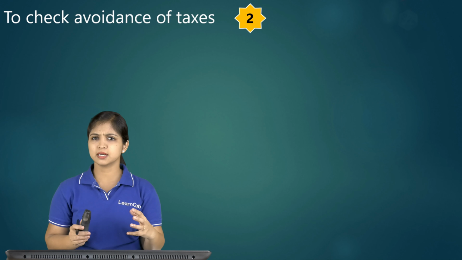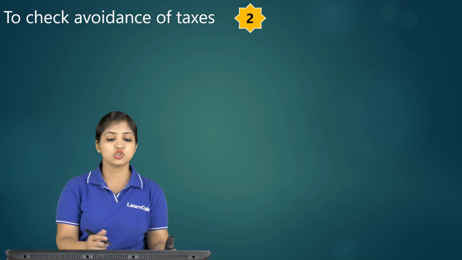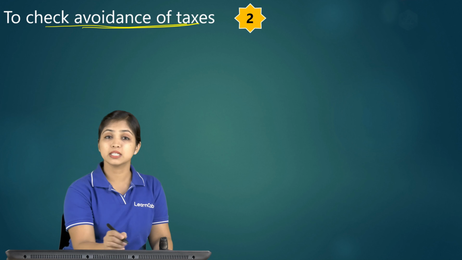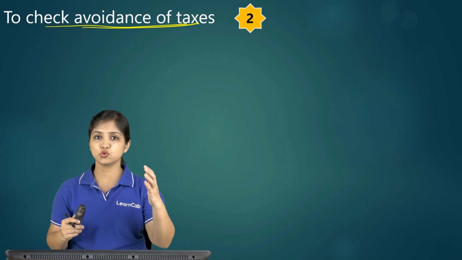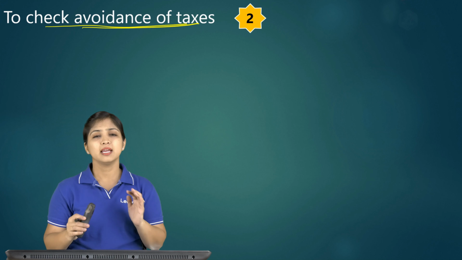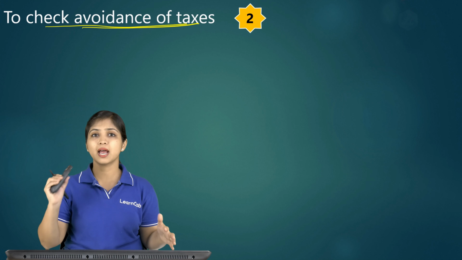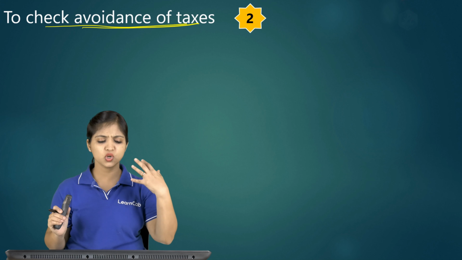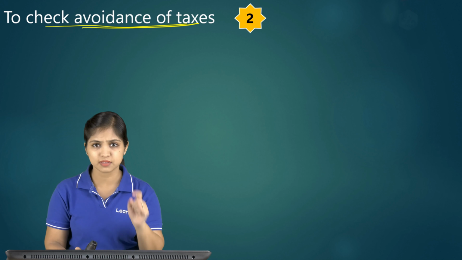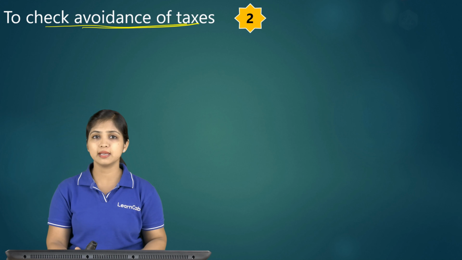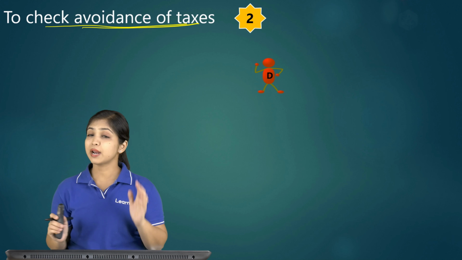Alright, so we've learnt about the first circumstance when the veil is lifted to protect public policy. Now let's look at the second situation when the veil is lifted to check avoidance of taxes. If the whole objective behind creating a company is to avoid taxes, to evade taxes, in that situation the court will lift the corporate veil and treat the shareholder and the company as one and the same. So what's the whole objective over here? Why was a company created? The company was created to evade taxes. If that is the situation, the court will lift the veil and treat the shareholder and the company as one and the same. Let's see what happened over here.